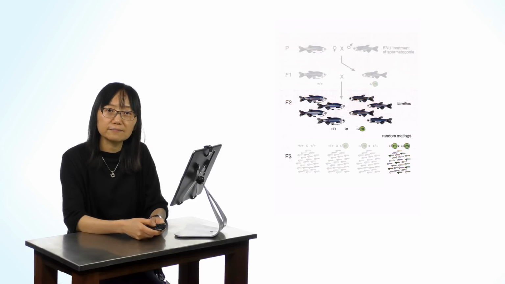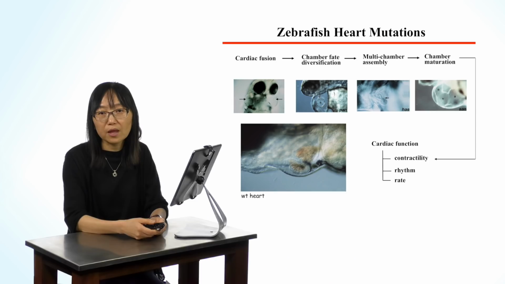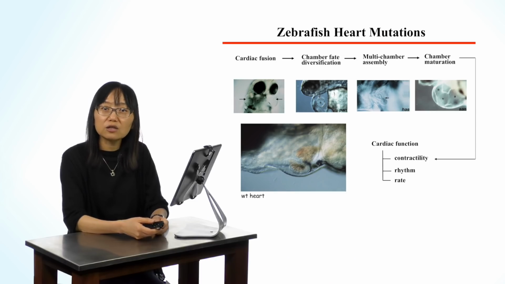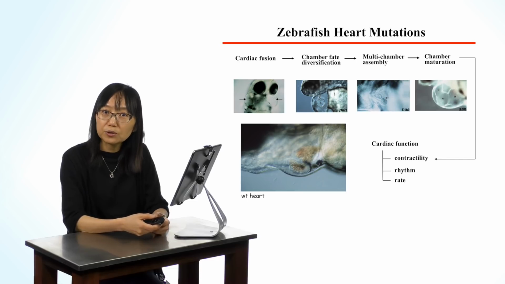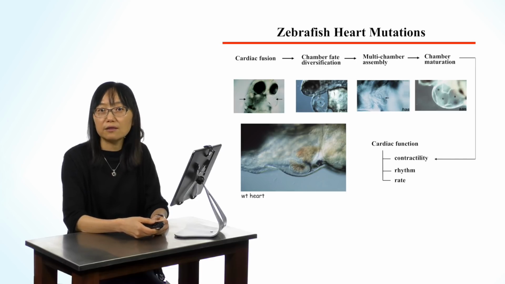heart development. At the end of the screen, they identified hundreds of mutants with specific defects in heart morphology or function. For example, we have mutations that prevent the fusion of the cardiac precursor cells, resulting in the development of 2 beating hearts in the mutant embryo.